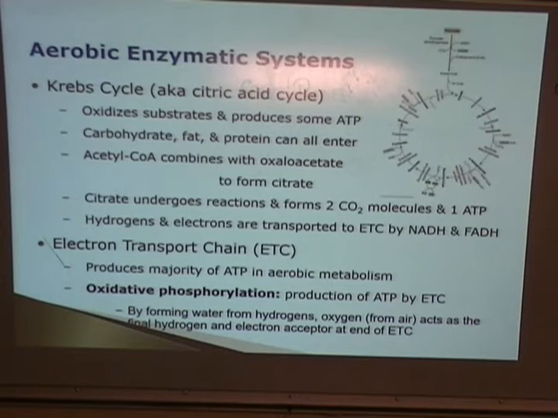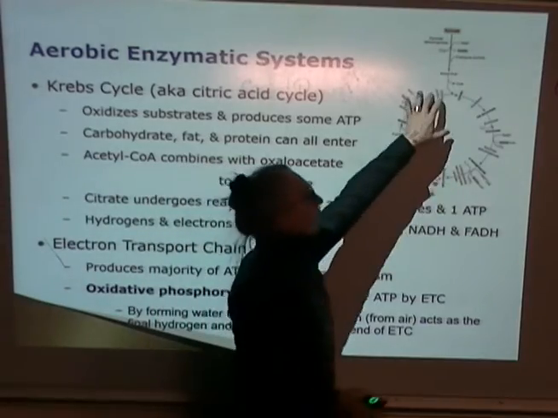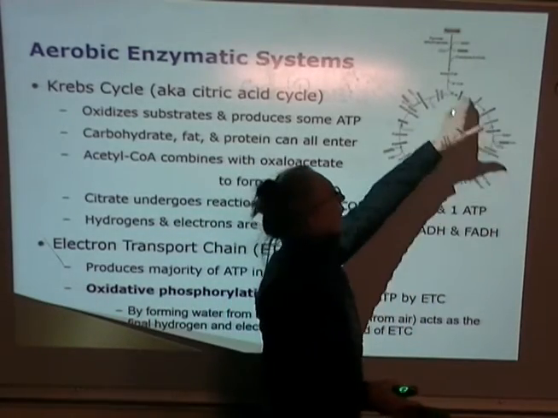So, part 1 of aerobic metabolism is Krebs cycle. And just as I did with glycolysis, I'm going to give you a simpler version. If you want the tricky version, it's in the book, right?